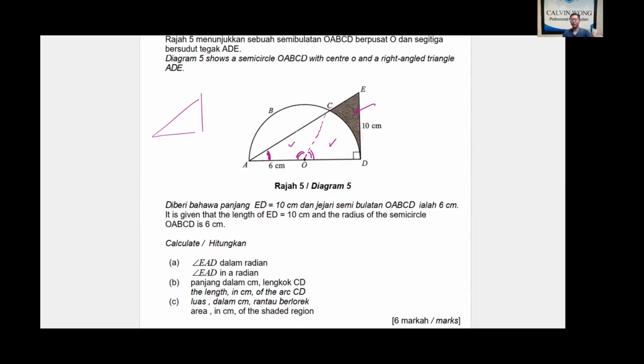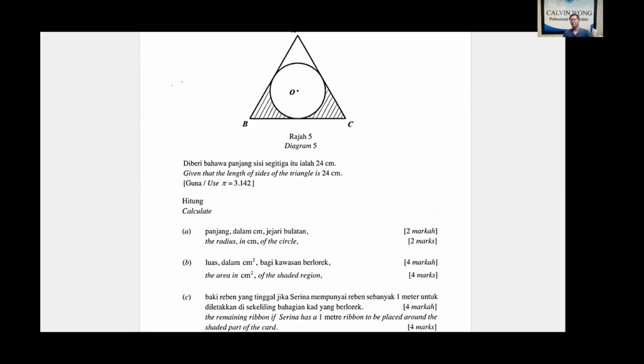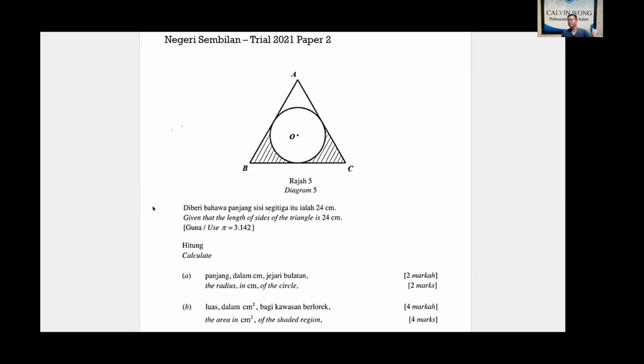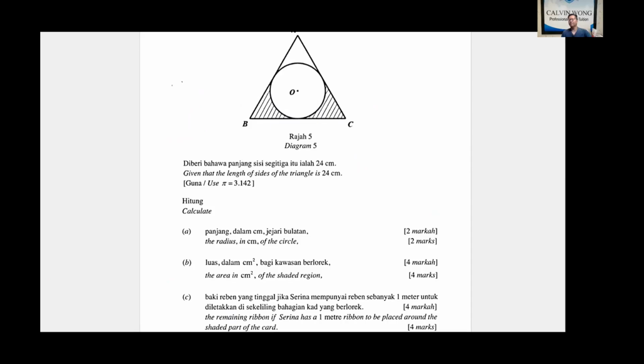Okay, let's move on to the next question. Now, everyone okay with this one? Everyone following? Yes, okay. Now, look at this one. When you see the question, Negeri 9, when you see the question, look at the diagram first.